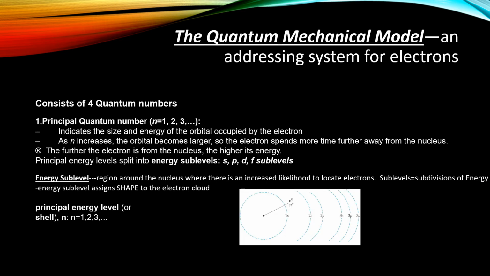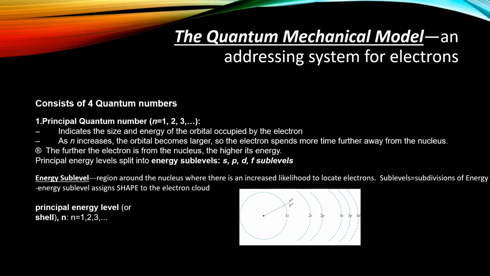So as I said, with Schrodinger's work, he came up with a set of quantum numbers, 4 quantum numbers, that will basically describe the location where we could possibly find an electron within the atom. Now, as we go through this, I'm going to describe what each of these 4 quantum numbers represent and how we utilize them for determining the position of the electron. Now, we already talked about the first, that principal quantum number, so that is going to indicate the size and the energy of the orbital that's occupied by the electron.